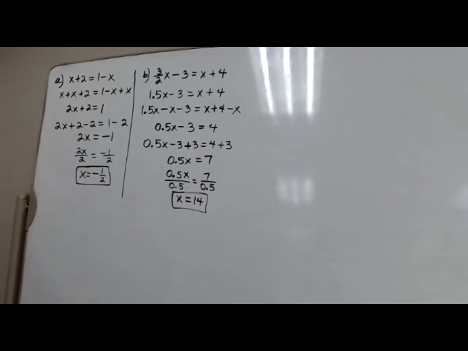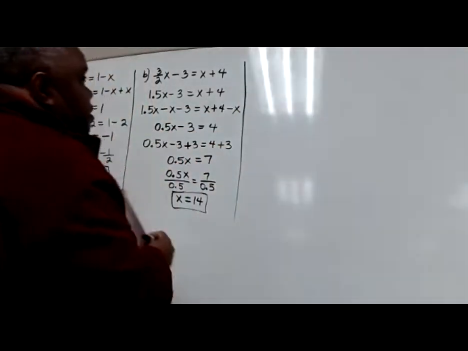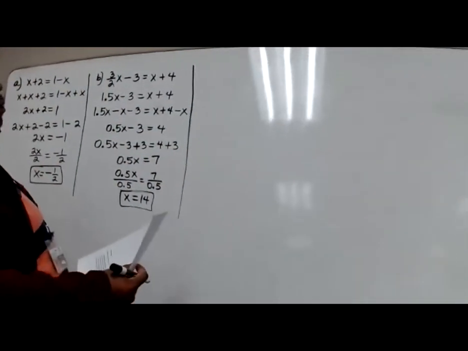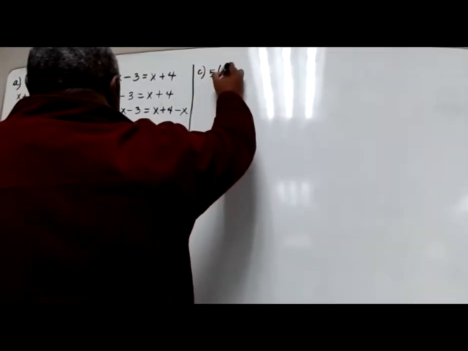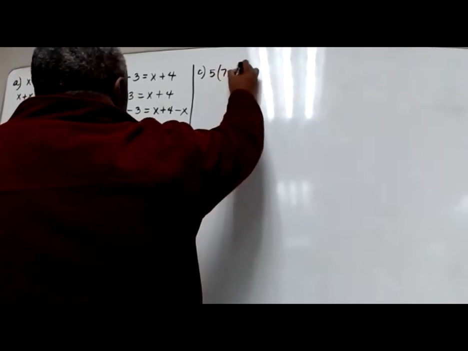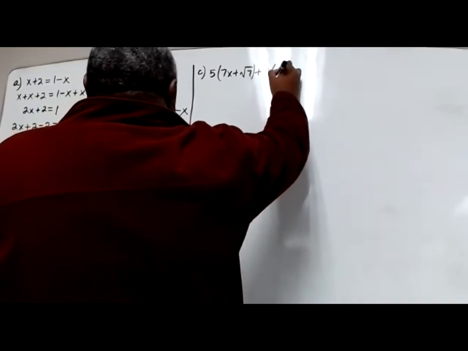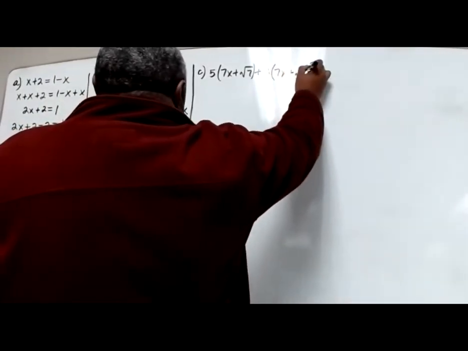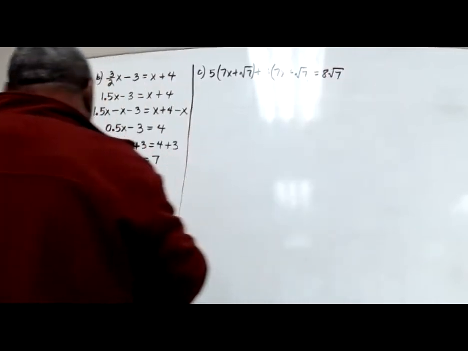All right, any other questions about part B? Okay, now let's take a look at part C, because that one has square roots in it. So we got 5 parentheses 7x plus square root of 7, plus 3 parentheses 7x plus square root of 7, is equal to 8 times the square root of 7.